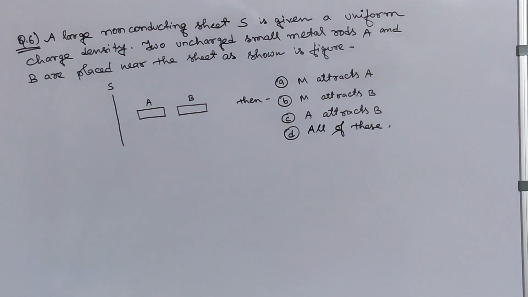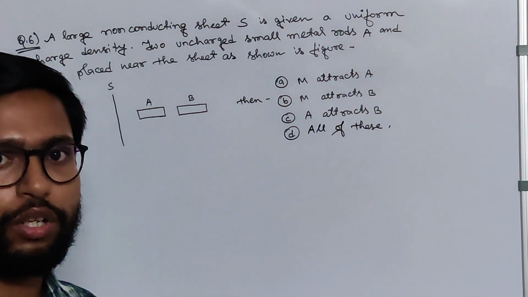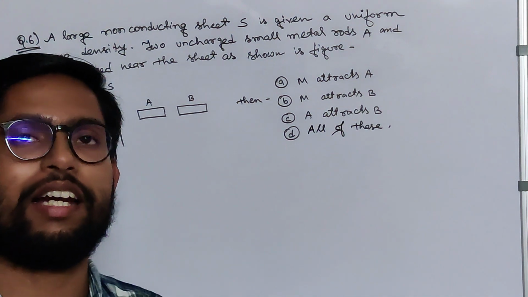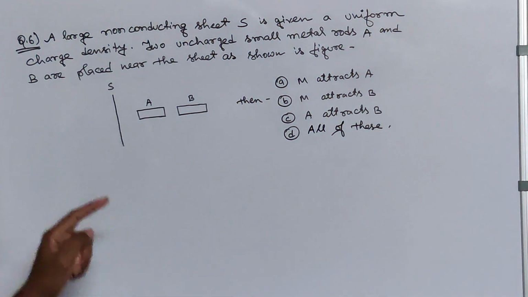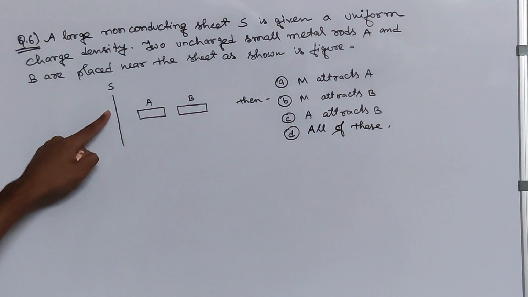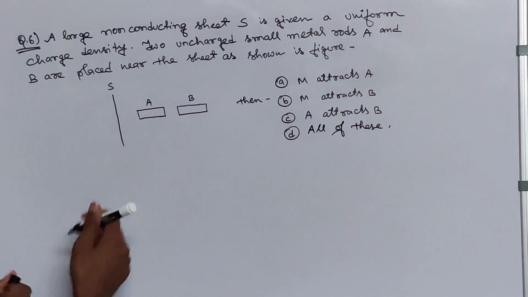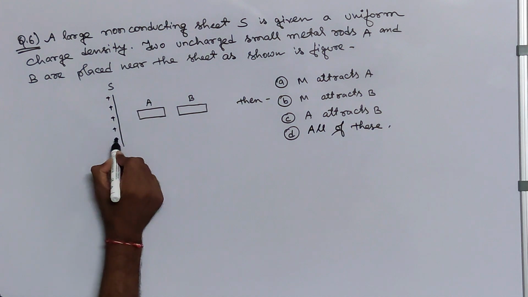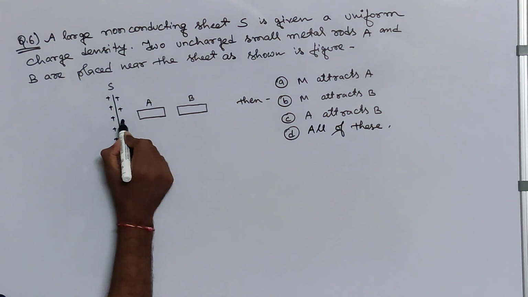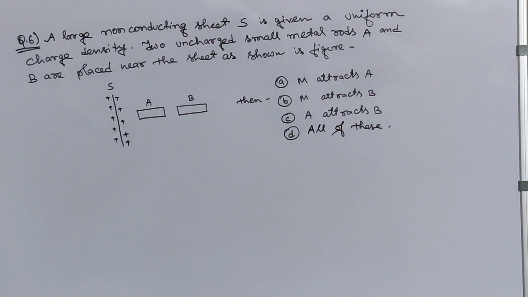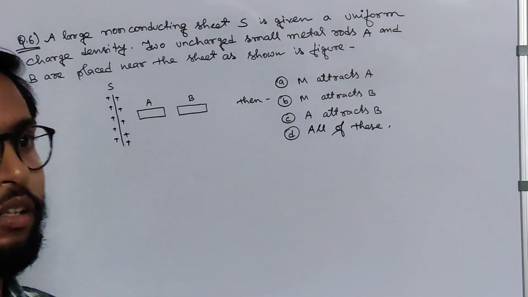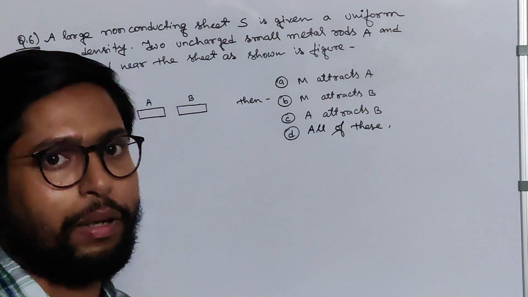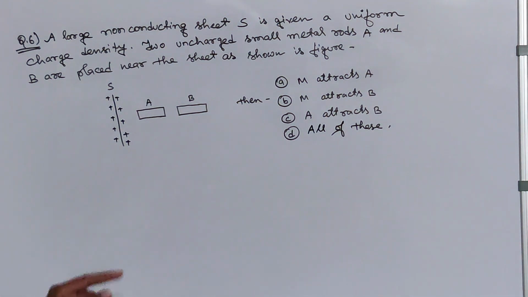See, the sheet S is given a uniform charge density and it could be a positive charge or negative charge. Okay, let us consider the uniform charge density given to S is positive. Then it will have positive charge on it. Then you studied the induction method. So by the method of induction, what will happen?